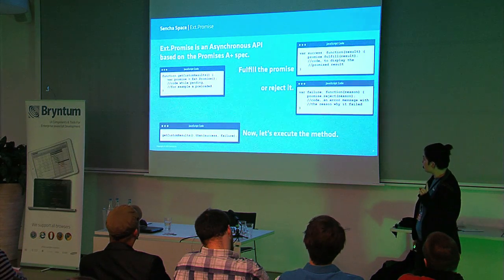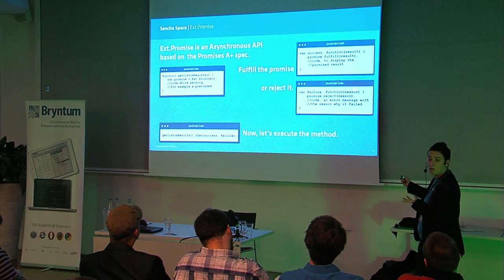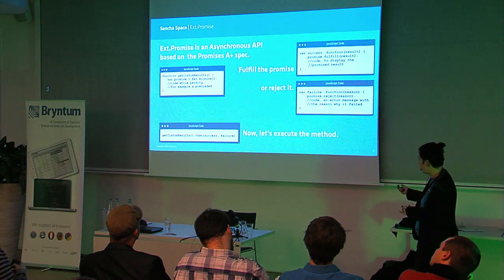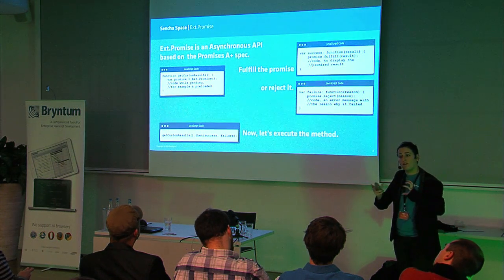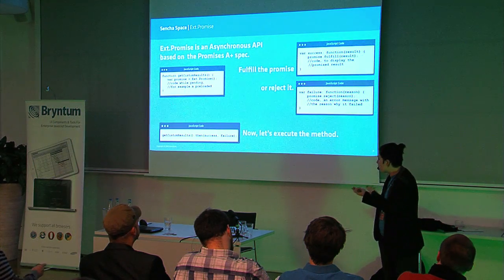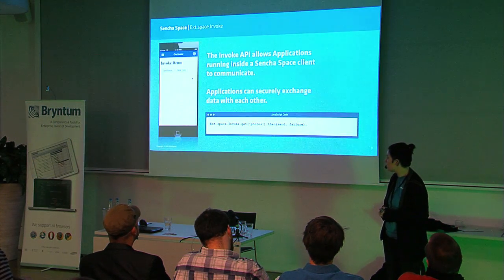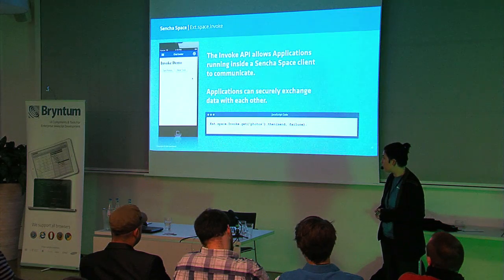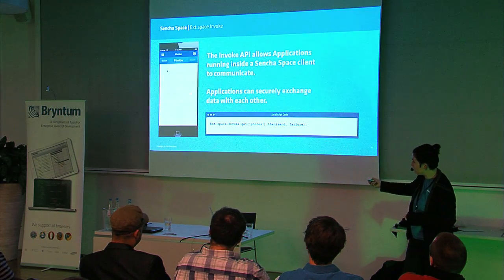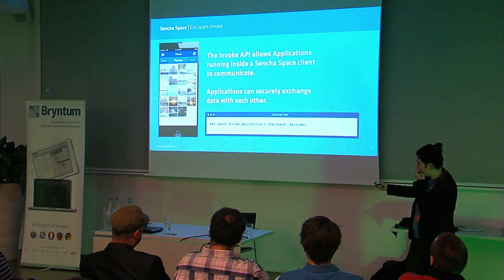Now, with these promises, you can fulfill a promise, that's success, or you can reject a promise, that's the failure. And based on this concept, many of our APIs are built. For example, the invoke API. And you can see this here in this little video.